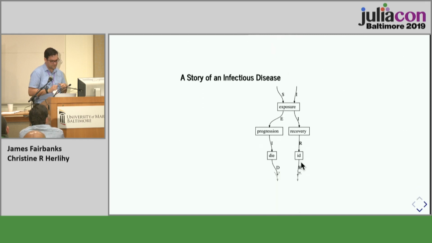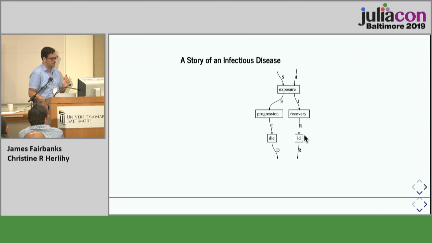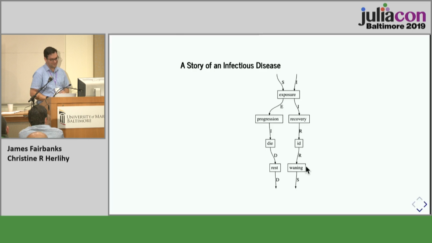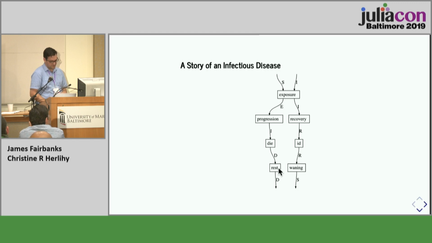And I can make this model more complex by saying, oh, and then the infected person died, and the recovered person just stayed recovered. Okay. I can make it even more complex. Now the dead rested, and the recovered person, their immunity waned. They lost their immunity, and they are susceptible again. So these wiring diagrams are a universal language for describing models.